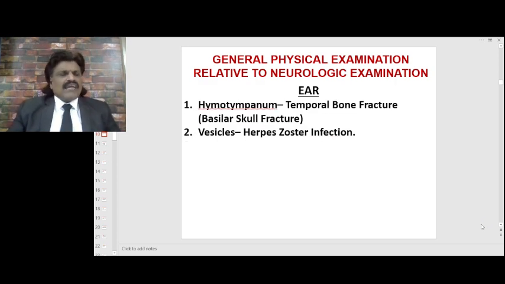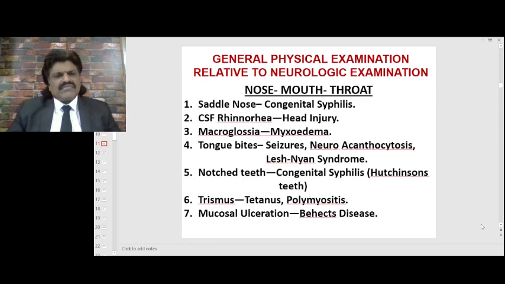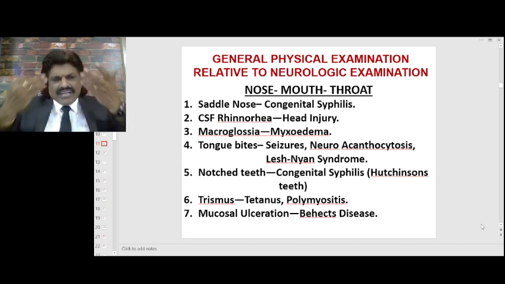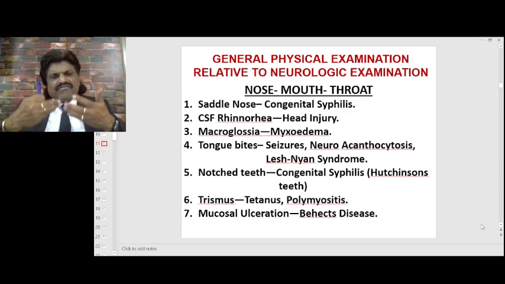Ear. If there is blood accumulation or hemotympanum, we have to suspect temporal bone fracture or basilar skull fracture. If there are vesicles, we have to suspect herpes zoster infection. Then we have to look at the nose, mouth and throat. If there is saddle nose, we suspect congenital syphilis. Because of head injury, there could be CSF rhinorrhea.